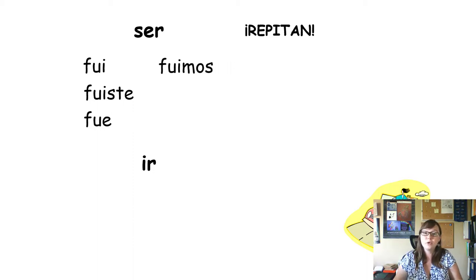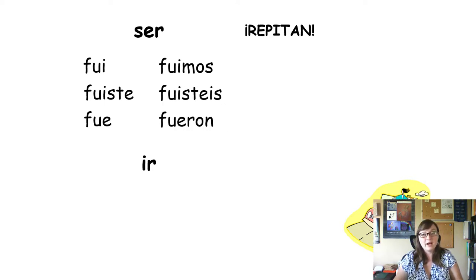So here we've got ser and ir. You'll notice that these are conjugated the same even though they are completely different verbs. Ser means to be, ir means to go, but in the past tense, they're conjugated the same. Let's see what that looks like. Repeat after me. Repitan. Yo fui. Tú fuiste. Usted fue. Nosotros fuimos. Vosotros fuisteis. Y ellos fueron.